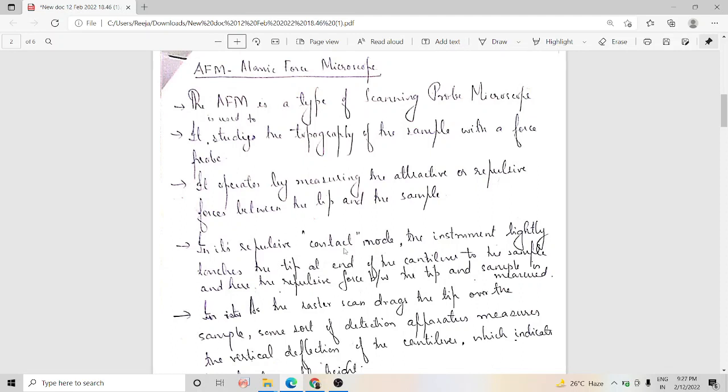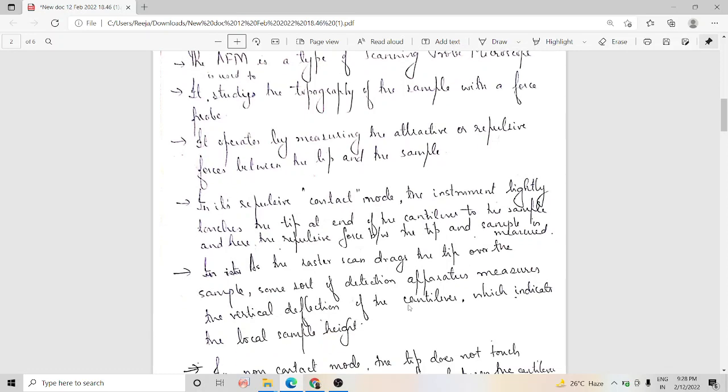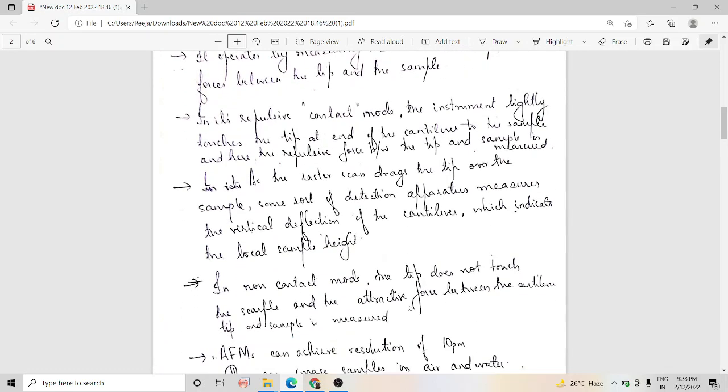In the contact mode, the tip lightly touches the surface of the sample, and a repulsive force acts between the tip and the sample, and this force is measured. Whereas in the non-contact mode, the tip does not touch the sample, and the attractive force between the cantilever tip and the sample is measured to understand the surface topography.